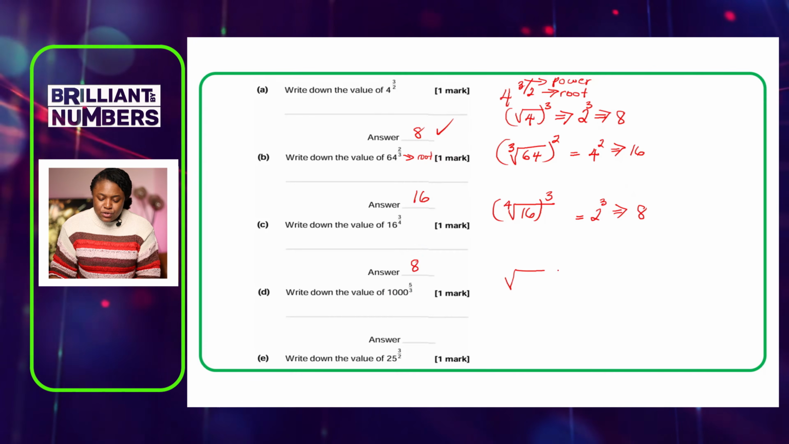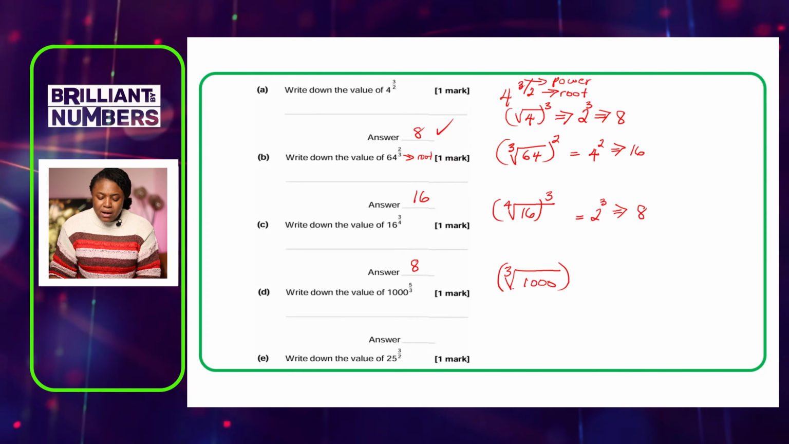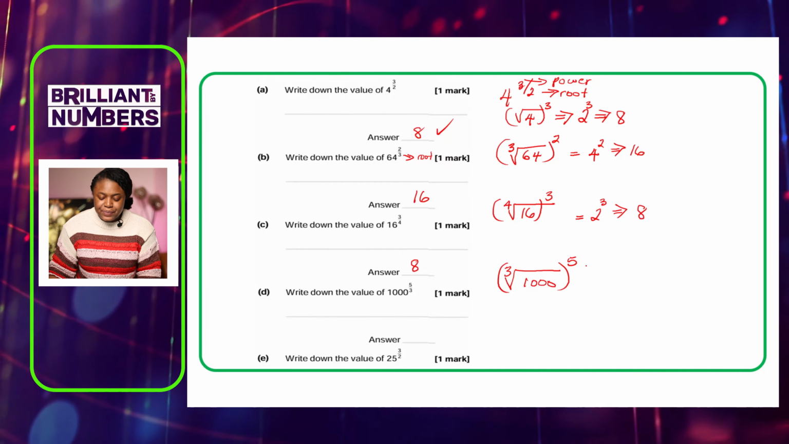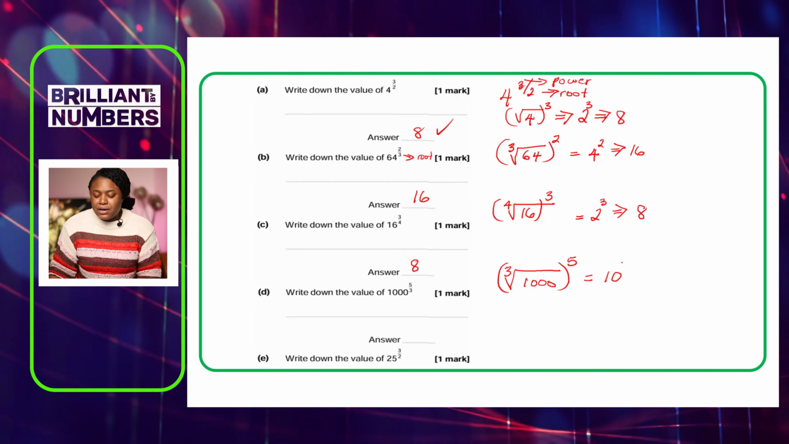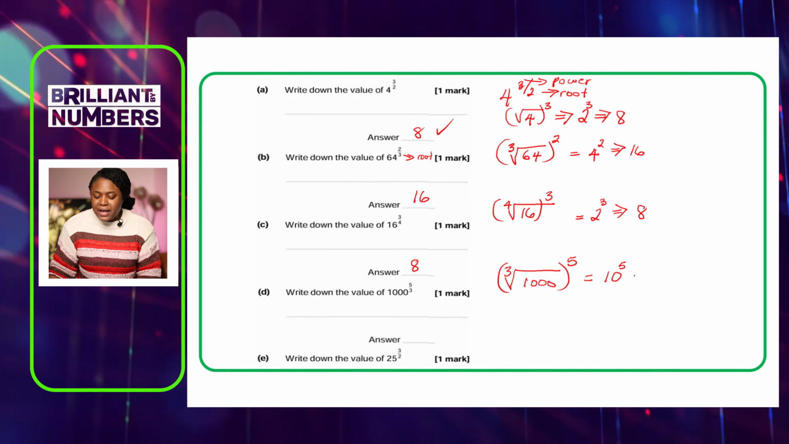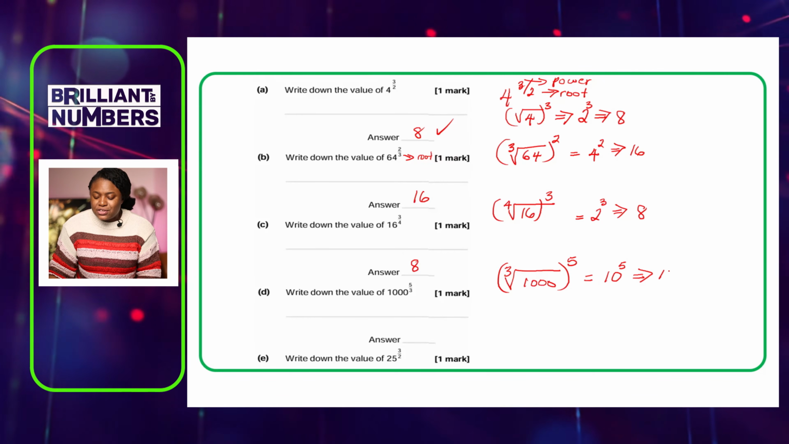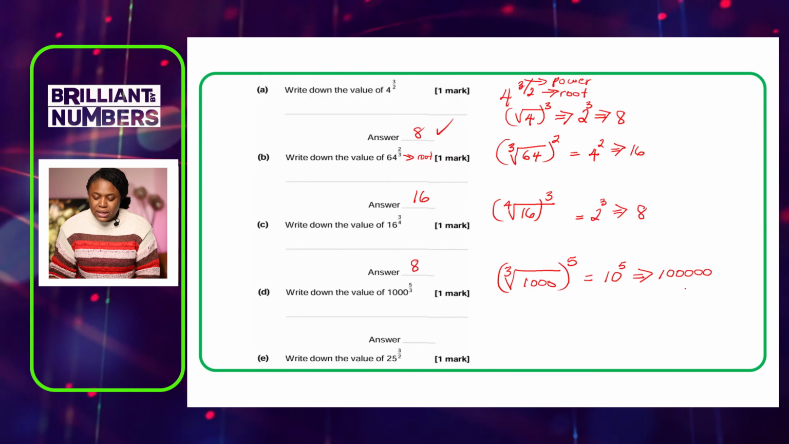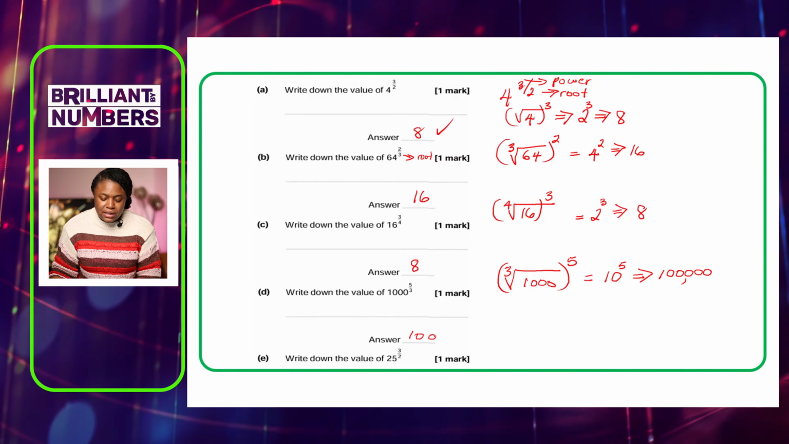So again, I'm doing the cube root of 1000. And when I get my answer, I should raise that to the power of 5. So the cube root of 1000 is 10. I now need to do 10 to the power of 5, which indicates I will have 5 zeros on my answer. So 1, 2, 3, 4, 5. So we get 100,000.